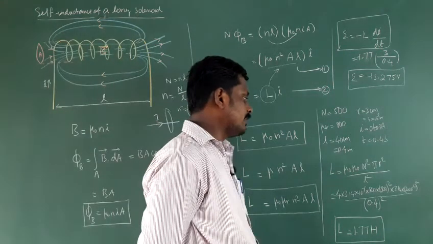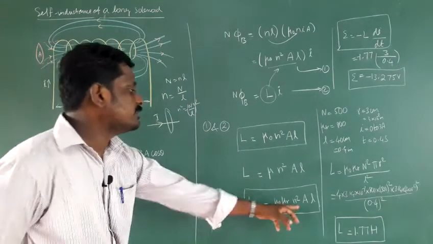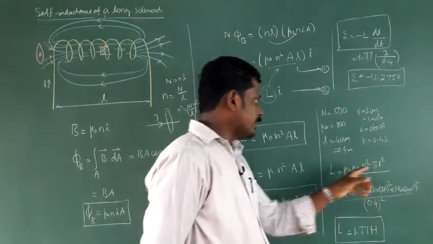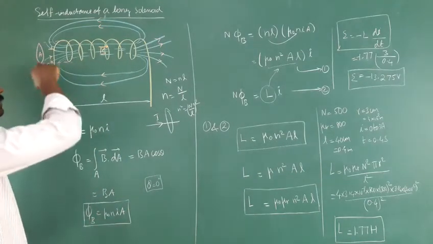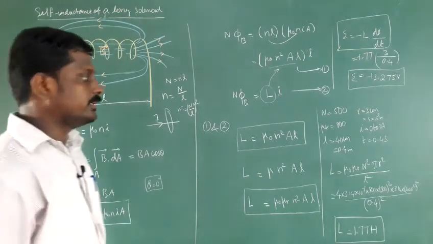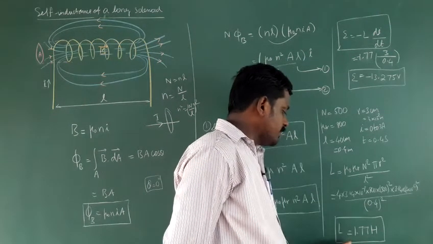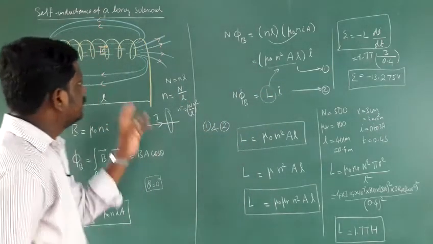Just substitute the values. L equal to mu 0 mu r. Here, instead of n squared you need to use capital N squared divided by small l. Area A is equal to pi r squared, since the cross section is a circle. So 3.14 into the radius of the solenoid, that is 3 into 10 power minus 2. We will get finally L equal to 1.77 Henry. So we have found the self-inductance.